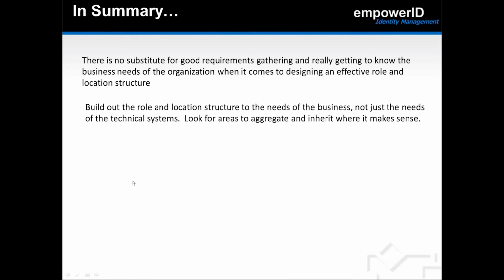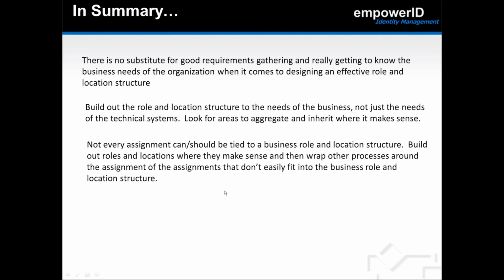So we're going to build out the role and location structure to the needs of the business, not just the needs of the technical systems. So look for areas to aggregate and inherit where it makes sense. And when we talk about aggregate and inherit, that would go back to the regional locations that we set up, that we put our branches in. There's no reason from a technical mapping standpoint to have those in there, but from a business processing standpoint, those hierarchical nodes are important for some of the assignments that we're going to need to do.